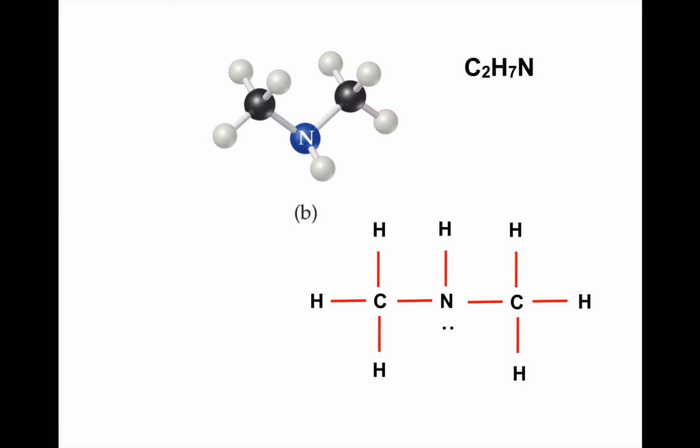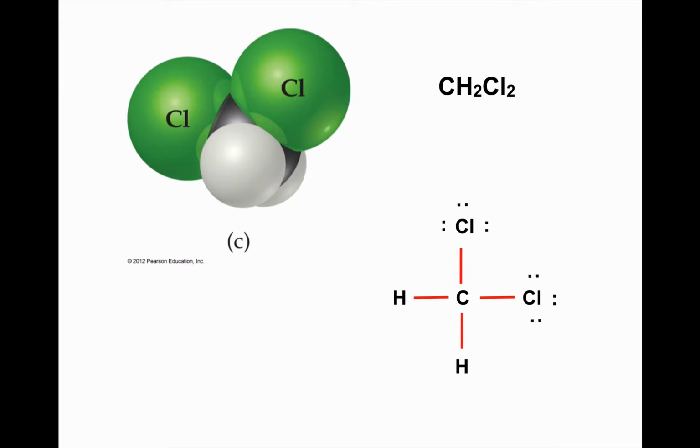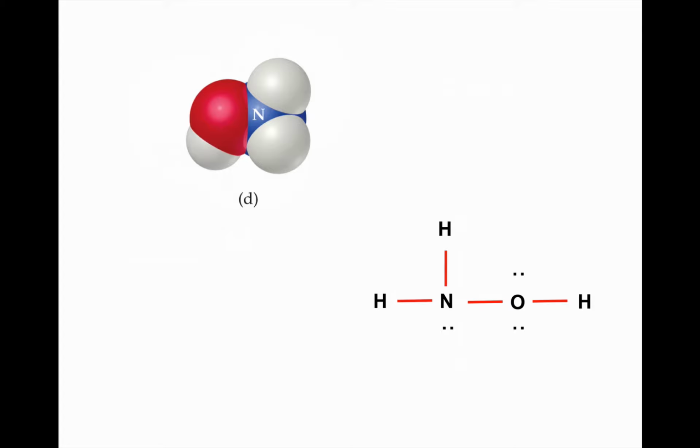1 carbon, 2 hydrogens, 2 chlorines. So again, this is what this thing looks like. This is the structural formula for it, and then the molecular formula. We've got nitrogen, we've got an oxygen. So the way you would lay this out is you'd put the N first, right? So you've got an NH2 and then an OH group attached.